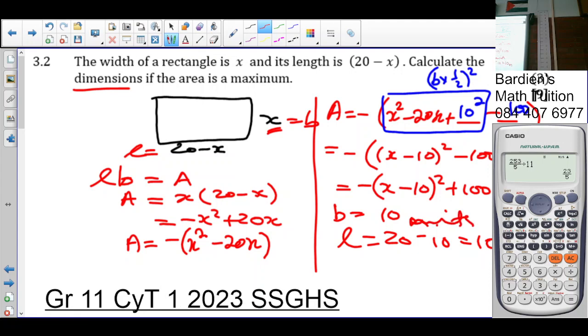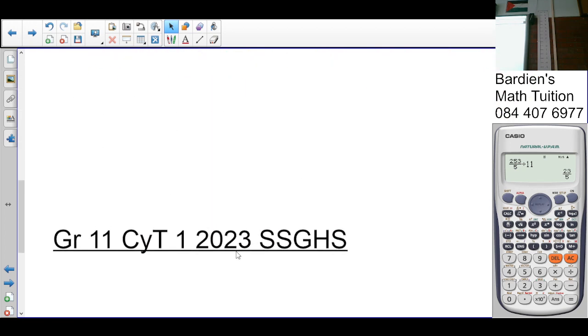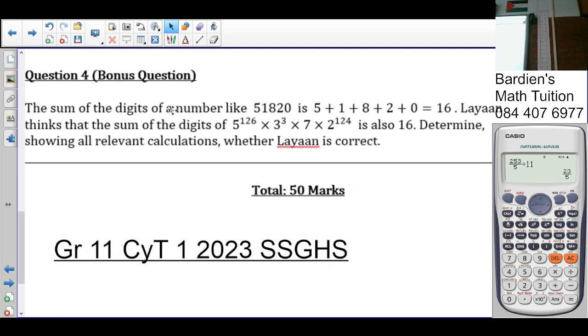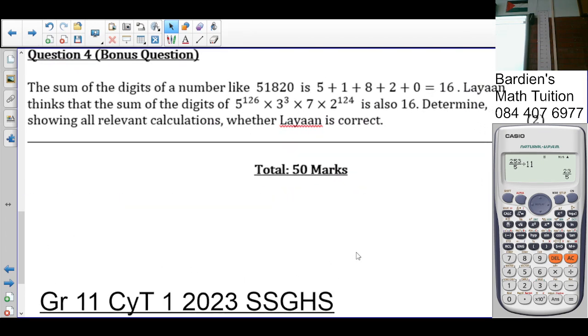Okay. Do you guys understand? You will get another one like that in your exam, since you understand now. People, the bonus question, Layan, I don't know. Nobody figured Layan out? No?